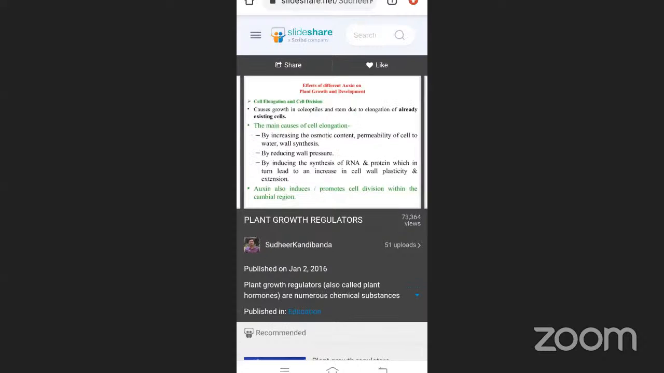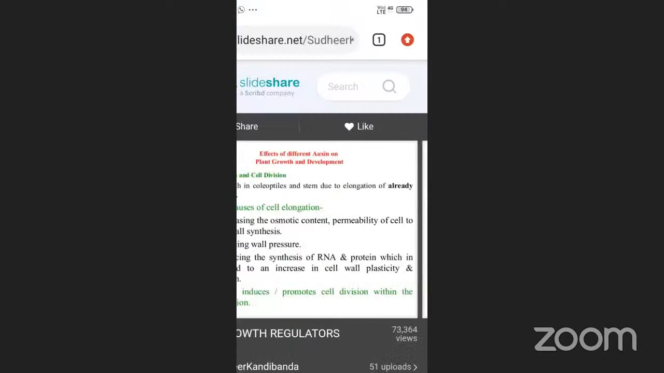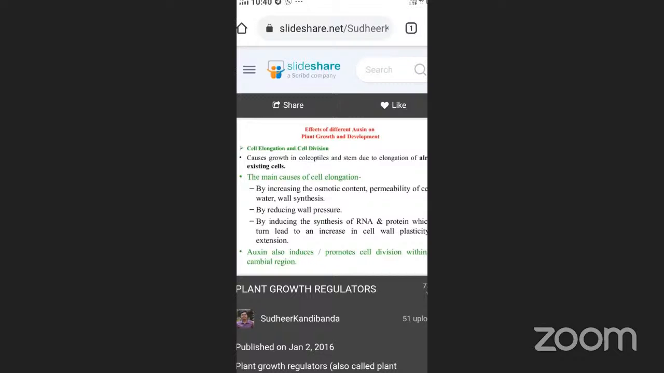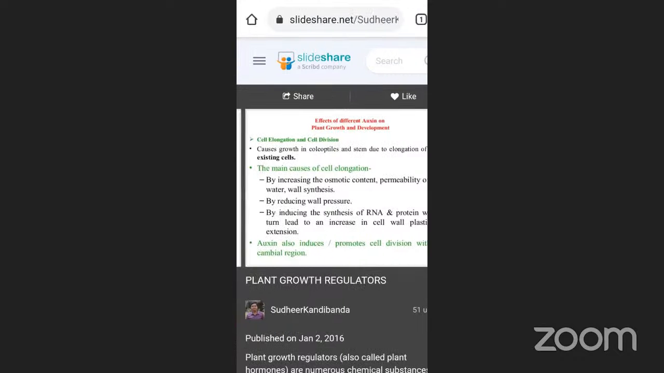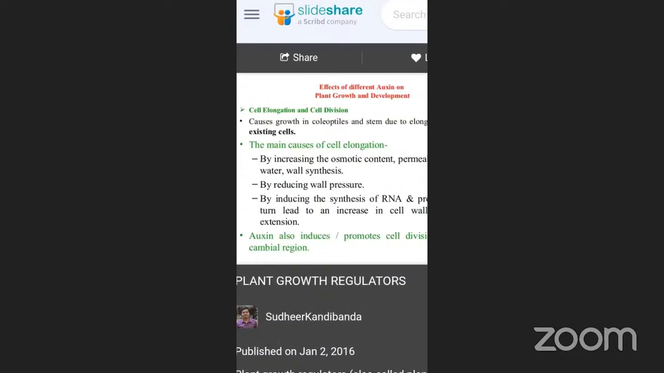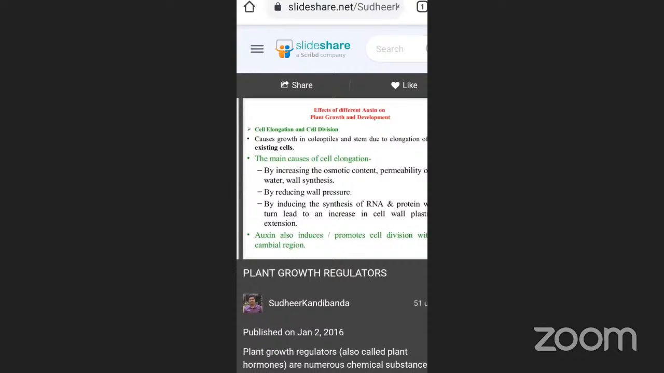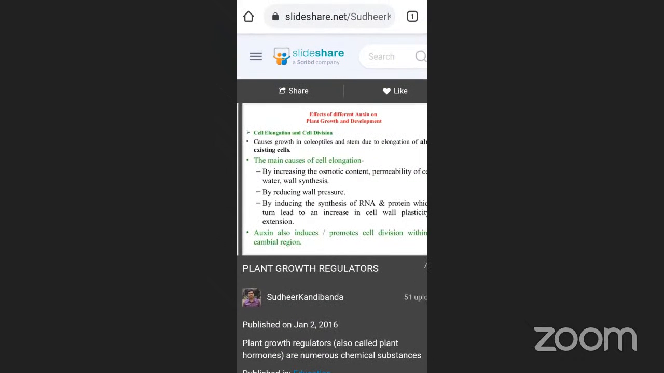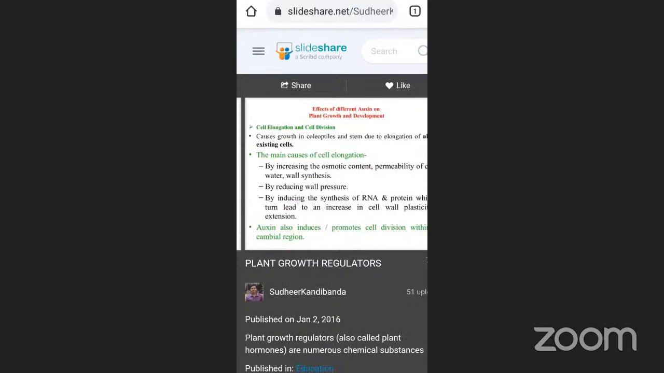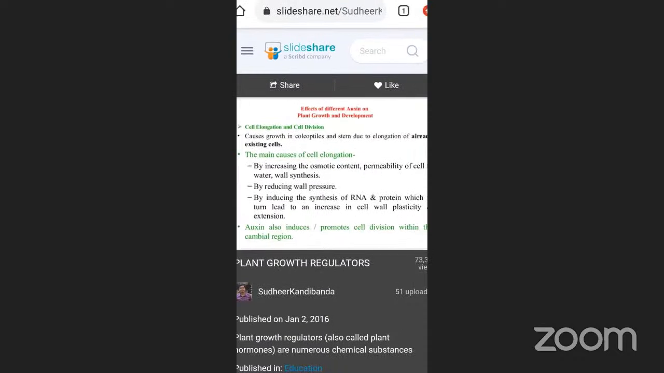Okay. So next is the effect on the different organs in plant growth. The first one is cell elongation and cell division. Cell elongation and cell division. These auxins cause the coleoptile and stem to grow due to the elongation of existing cells.